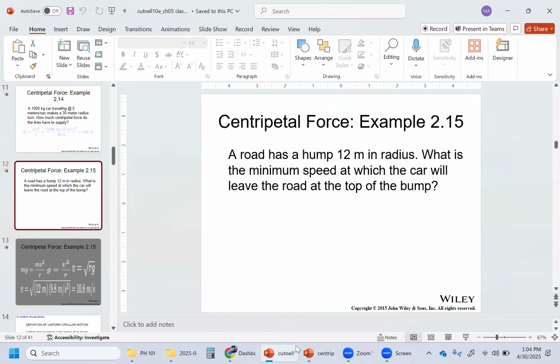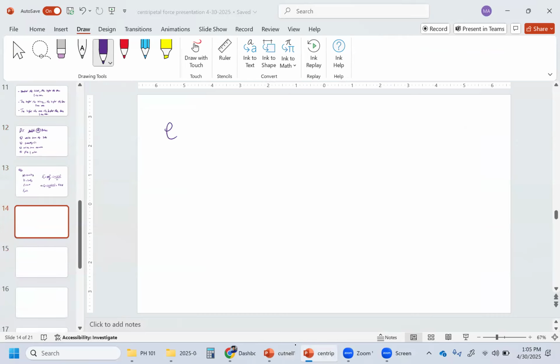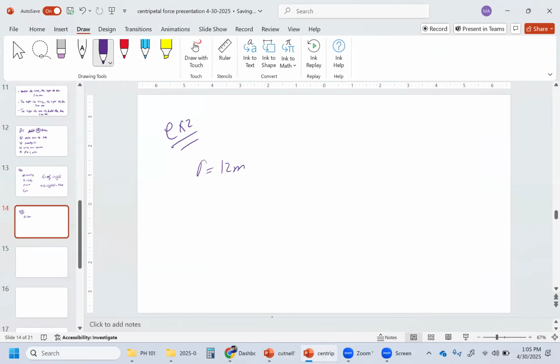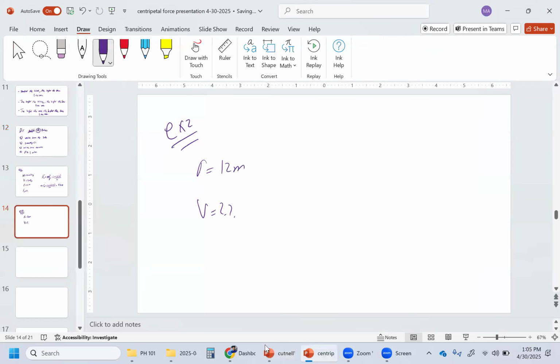So you have a road hump that has a 12-meter radius. What is the minimum speed at which the car will leave the road at the top of the hump? So the only information we have is the radius. So let me go ahead. Example 2. Our radius in this case is 12 meters. We don't have any other information. And what are we looking for? We are looking for the speed, the minimum speed.